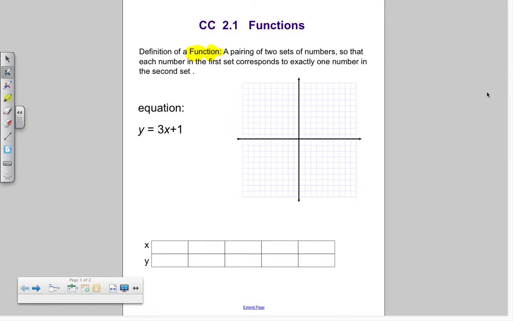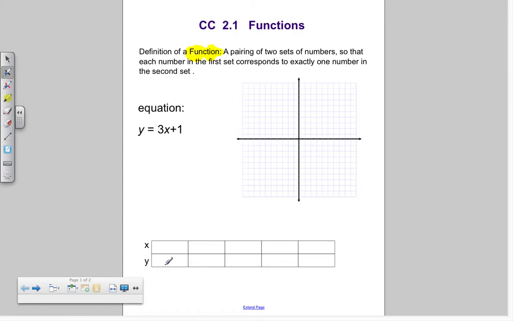So the equation is y equals 3x plus 1. That is an example of a function. Okay, well, how is that a pairing of two sets of numbers, you're wondering? My x values are going to be one set of numbers, and my y values are going to be another set of numbers. If I choose values for x, I will find their pair in the y values. Well, how does that work?